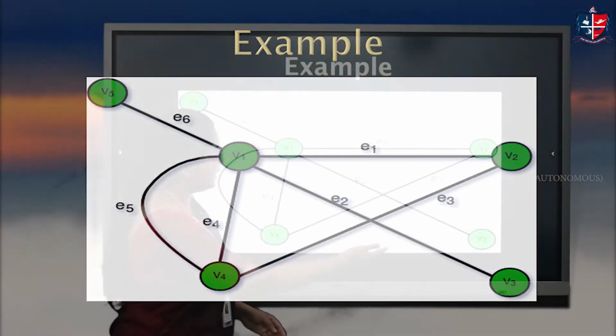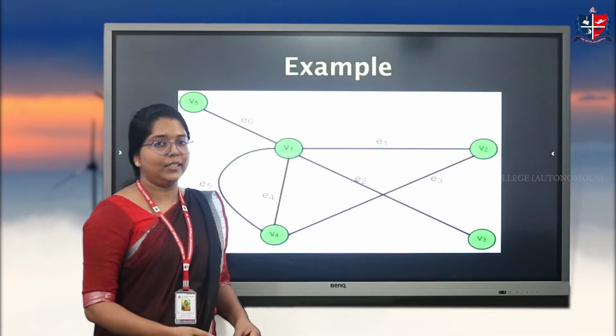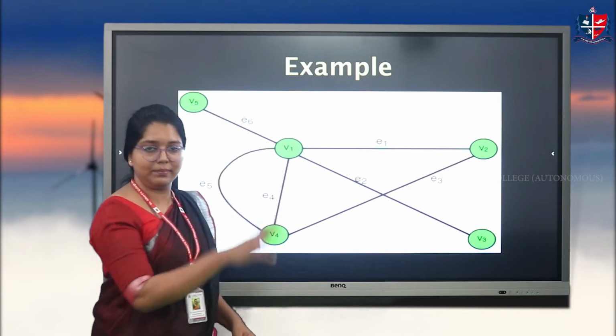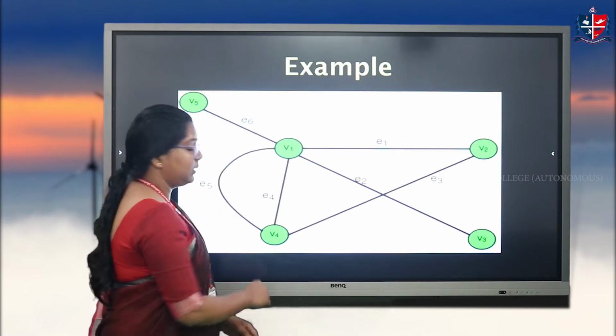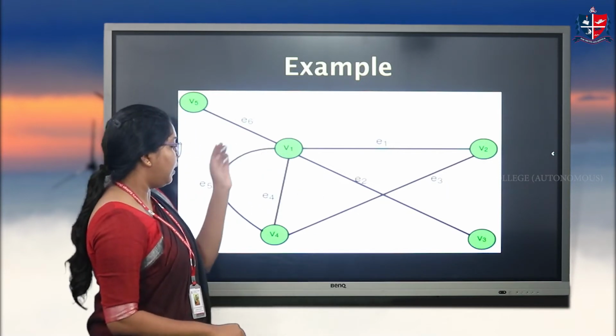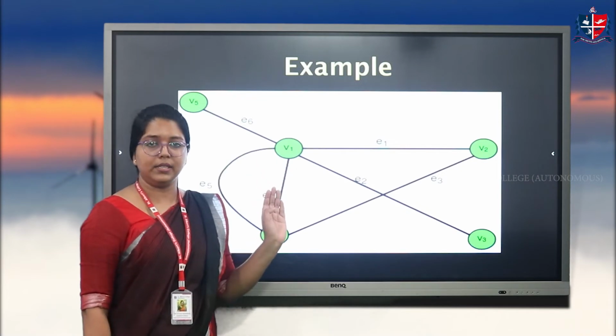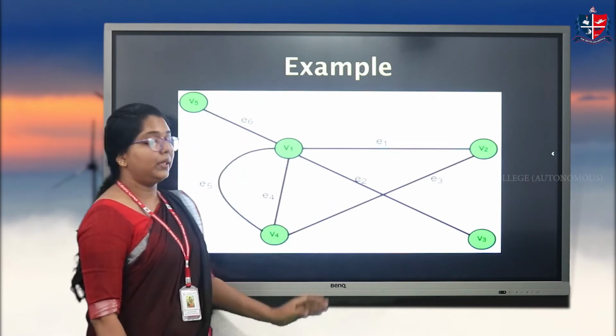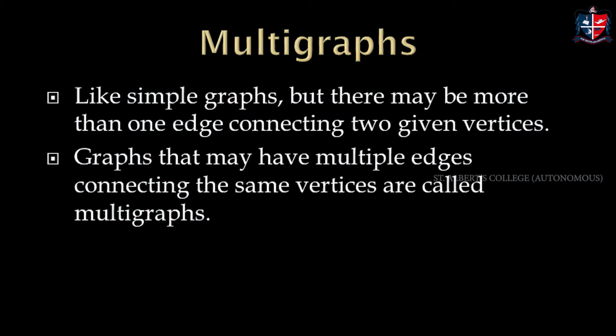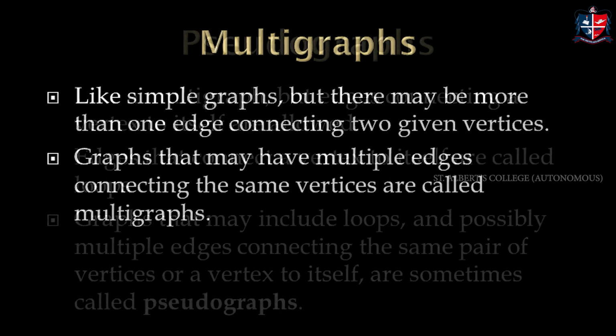Upon checking the rest, it's all okay. None of them are multiple edges, just a simple graph. But even if there is one set of multiple edges, the entire graph becomes a multigraph. That is, a multigraph is a graph which contains multiple edges between any two vertices.